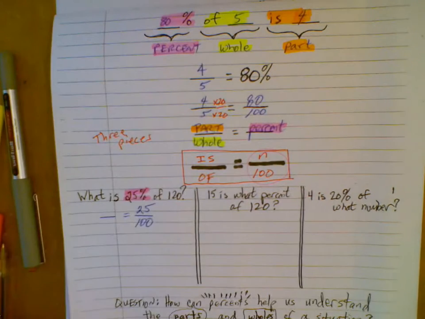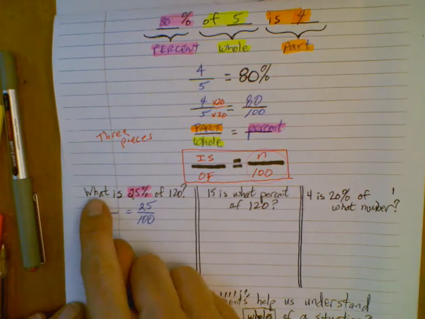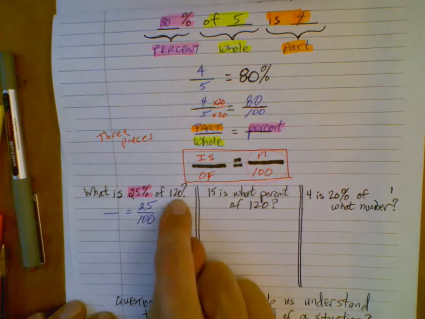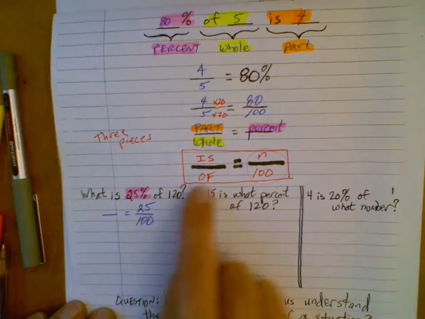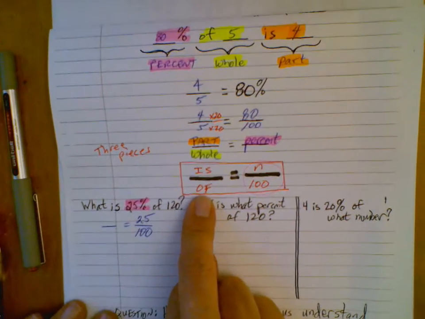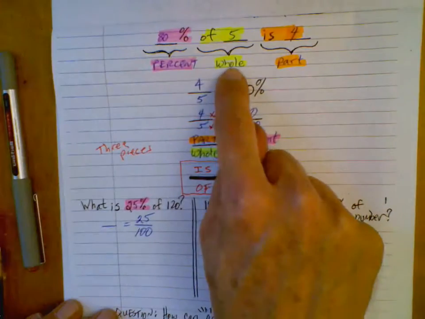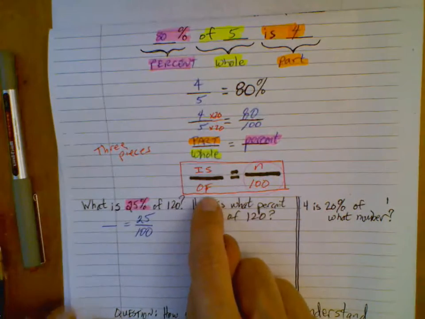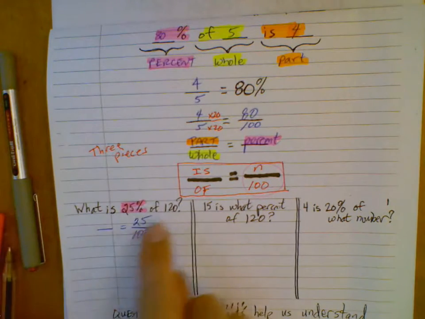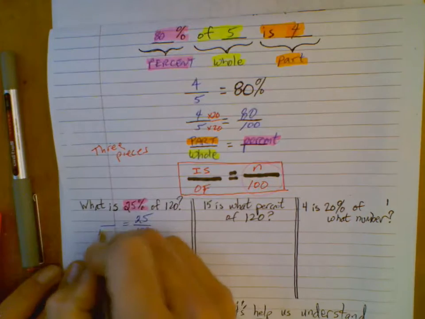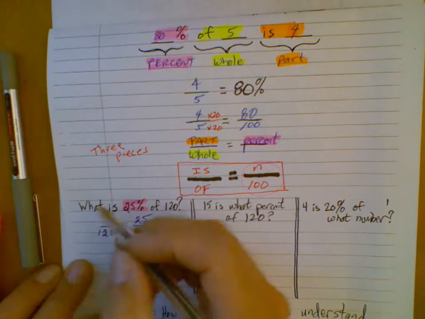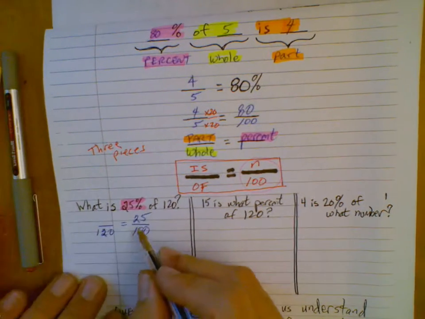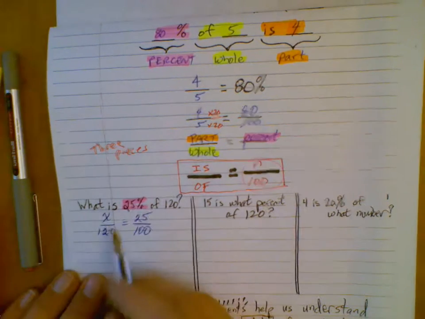What else am I given? I notice I'm asked what is, and I'm told of 120. Well, the word "of" gets connected to the whole, and the whole is what's on the bottom. So I'm going to put the 120 on the bottom. So notice I have 3 pieces. Now I'm going to solve for the x.